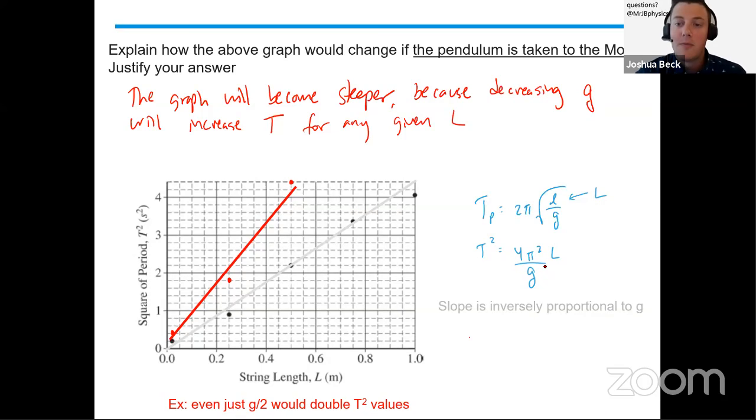See, remember this term right there was the slope of my graph, and you can see the slope is inversely proportional to g. So if I'm going to decrease g, then I'm going to get a larger slope.